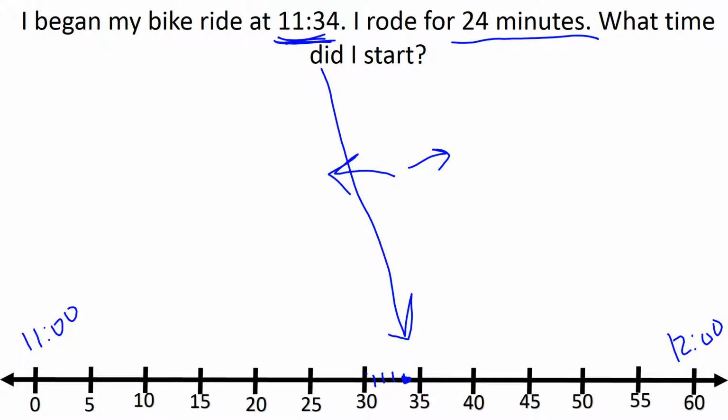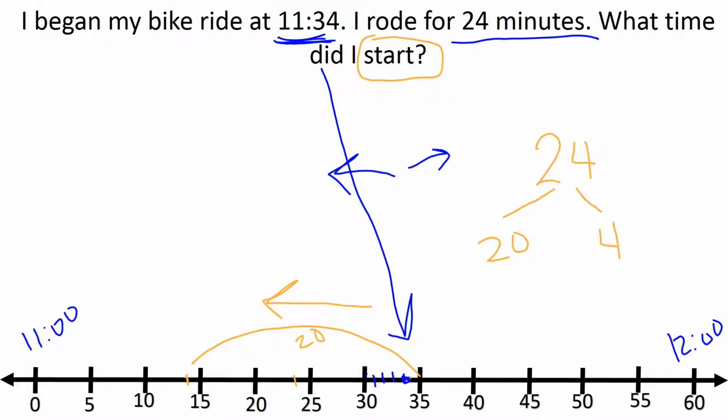Another superstar question is, what keyword did you use to figure that out? Question says, what time did I start? So that means this is the time I ended. If I'm looking for the time I started, I need to go this way, because I already know the time that I ended. So to go backwards 24, we are at 34, and I want to go backwards 24. So we can do that in chunks, and I'm going to do it like this. So I'm at 34. If I wanted to go backwards 10, that would land me at 24. But 20 would land me at 14.